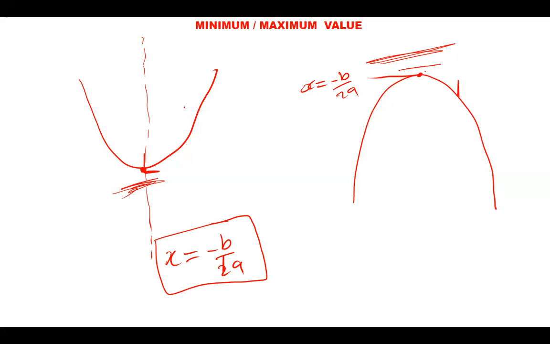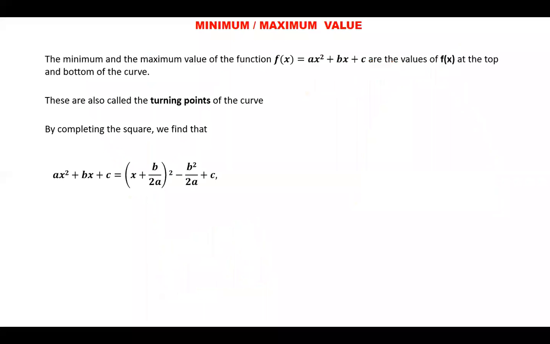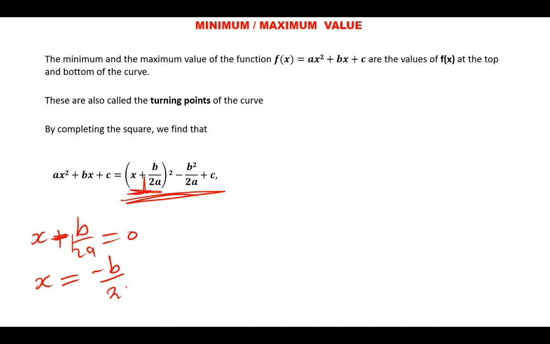The other thing you need to know is that if they ask you to find the minimum value or the maximum value after completing the square of any quadratic equation, let me just put up some notes. After completing the square of a quadratic equation, this is the answer that you get. When you equate this part in the brackets to 0, you're going to have x plus b over 2a is equal to 0. Then to find the value of x, you take this b over 2a to the other side of the equal sign. So you say x is equal to negative b over 2a.